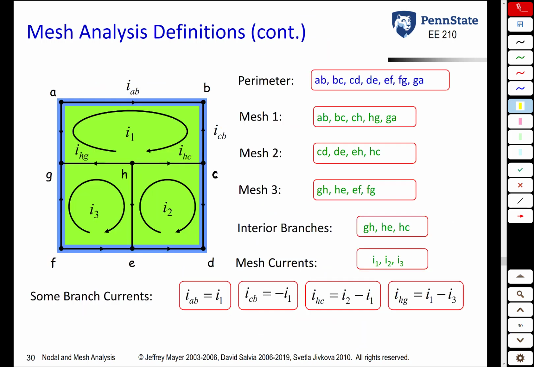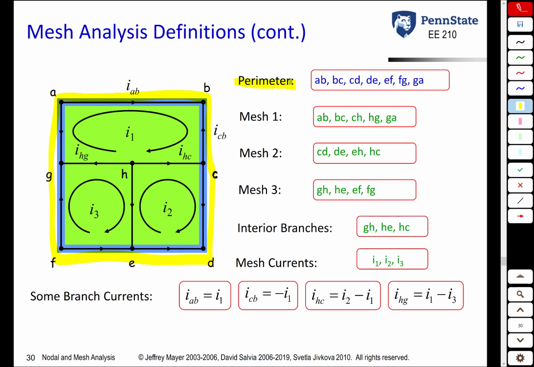So let's look at this in a little bit more detail, to make sure we really understand these different definitions. Here we have a circuit, and I have my different nodes labeled A, B, C, D, E, F, G, and H. We want to find all the different things. The perimeter is basically the border of the circuit. So it's going to be A to B to C to D to E to F to G. So that's our perimeter. We have three different meshes, three different window panes.